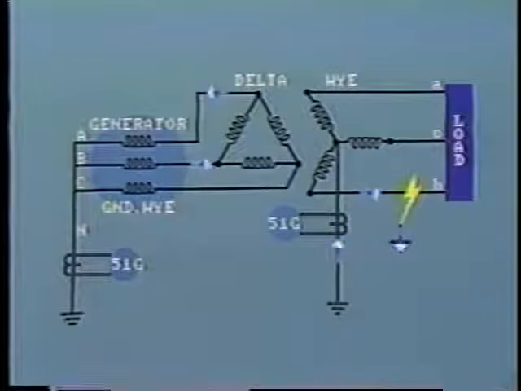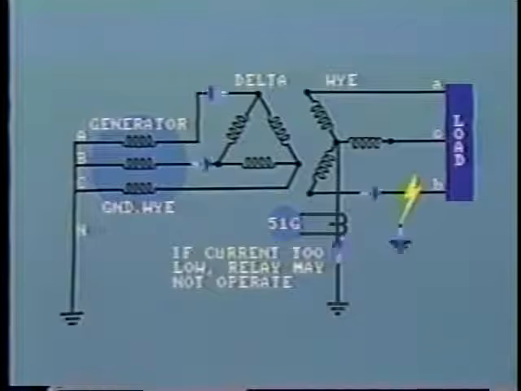Note that the phase to ground fault on the Y side manifests itself as a phase-to-phase fault from the delta side. Thus, generator phase A and phase B relays could detect the fault, as could an overcurrent relay in the neutral of the transformer. An overcurrent relay in the neutral of the generator would protect against ground faults on the delta side of the transformer. Note that if the level of fault current is too low, this relay may not operate at all.